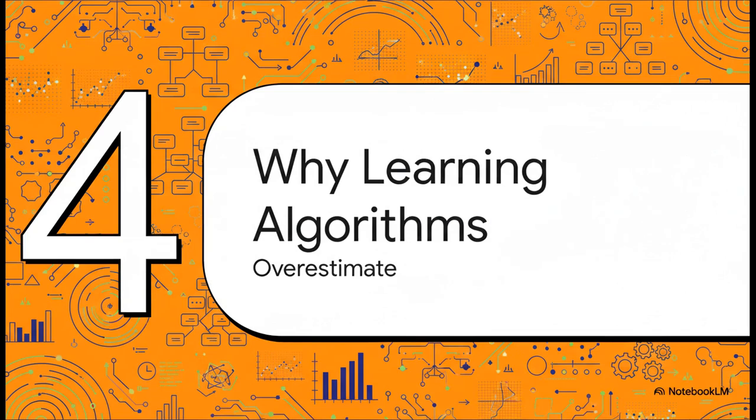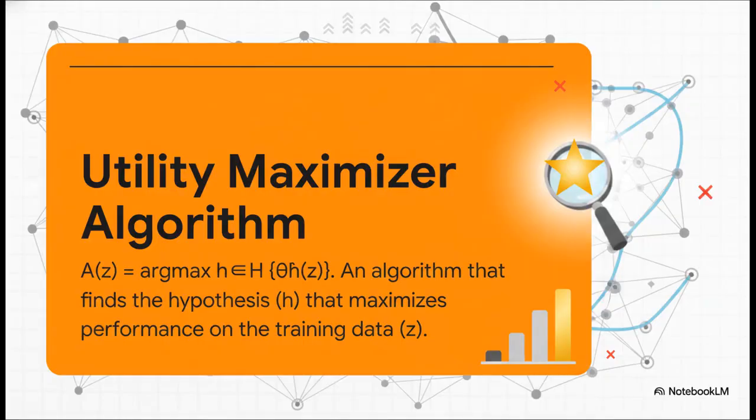Okay, so we've seen this in auctions, we've seen it with jelly beans. Now let's bring it all back home and see how this exact same problem is baked right into the way we build and evaluate our machine learning algorithms. See, at their heart, most learning algorithms are what we can call utility maximizers. Their entire job is to hunt through a sometimes astronomically huge space of possible models or hypotheses and find the single one that gets the highest score on the training data you gave it. They are literally designed to find the winner.